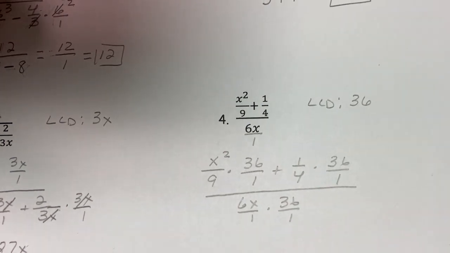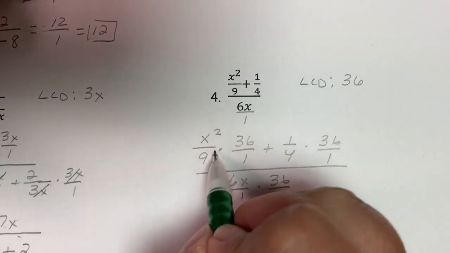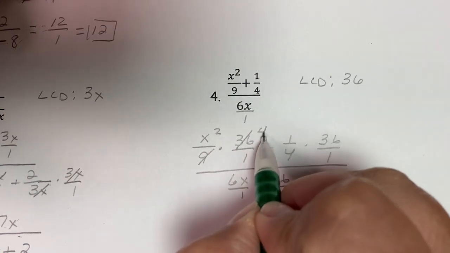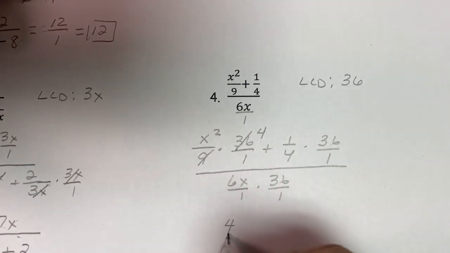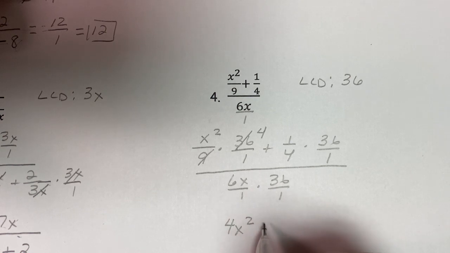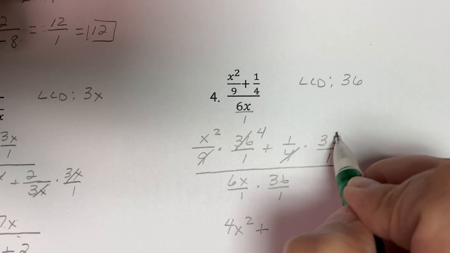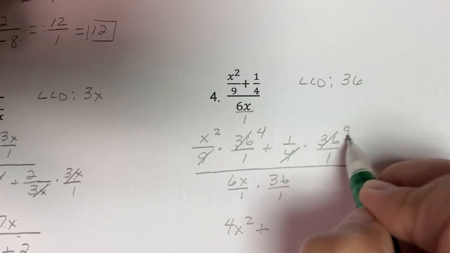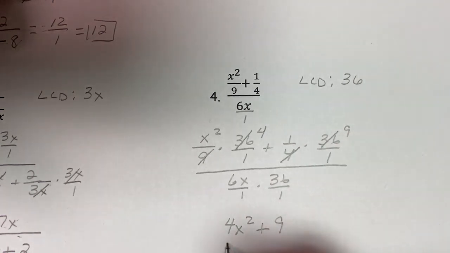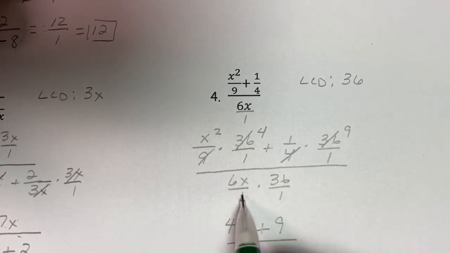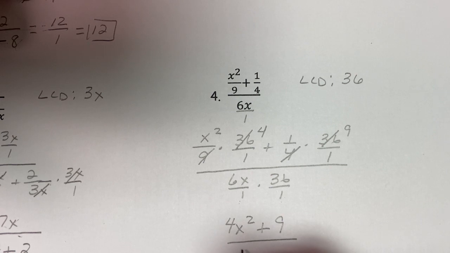So you can see it looks like that before we start our canceling. Now let's go ahead and start canceling. The 9 will cancel into the 36 4 times, giving me 4x squared in my first term on the top, plus the 4 will cancel into the 36, leaving me with 9. And on the bottom, once again, nothing cancels. And 6x times 36, 6 times 36, I think, is 216x.